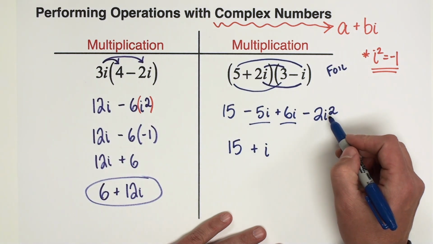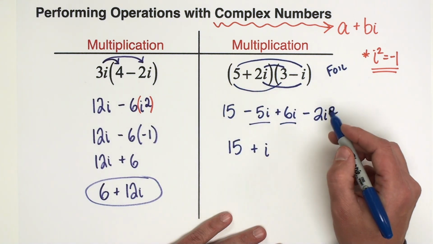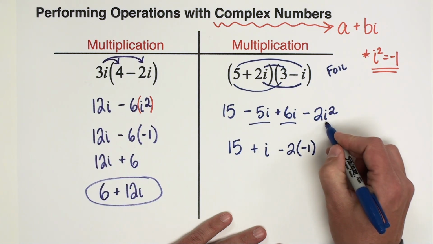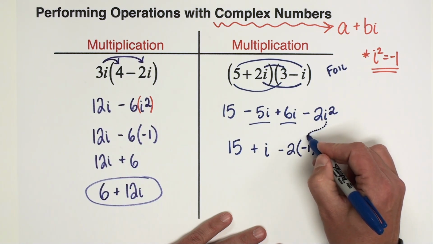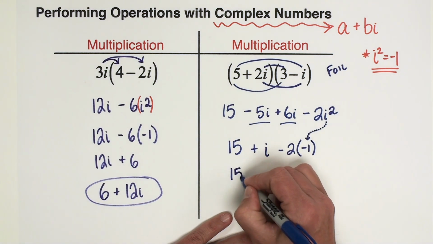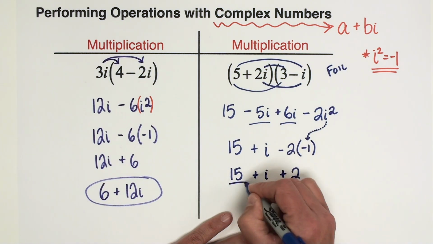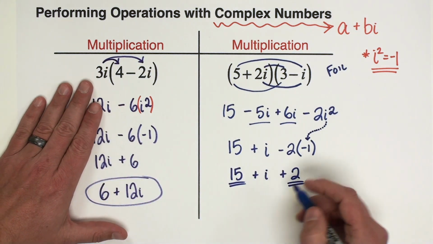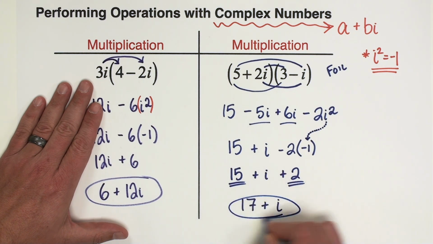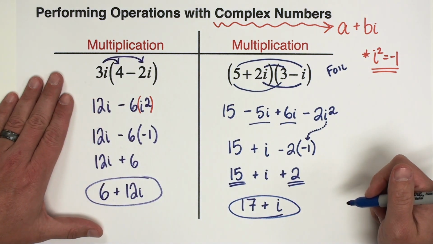Now we've also got an i squared, and we're going to pull the same trick, the same substitution that we did over on this problem. So I'm going to rewrite this as minus 2 times negative 1. So that i squared gets replaced with a negative 1. So now I have 15 plus i plus 2, and I have some more like terms now. We can put these two numbers together. 15 and 2 are 17 plus i. And it's even in the order that I want here, my a plus bi order.